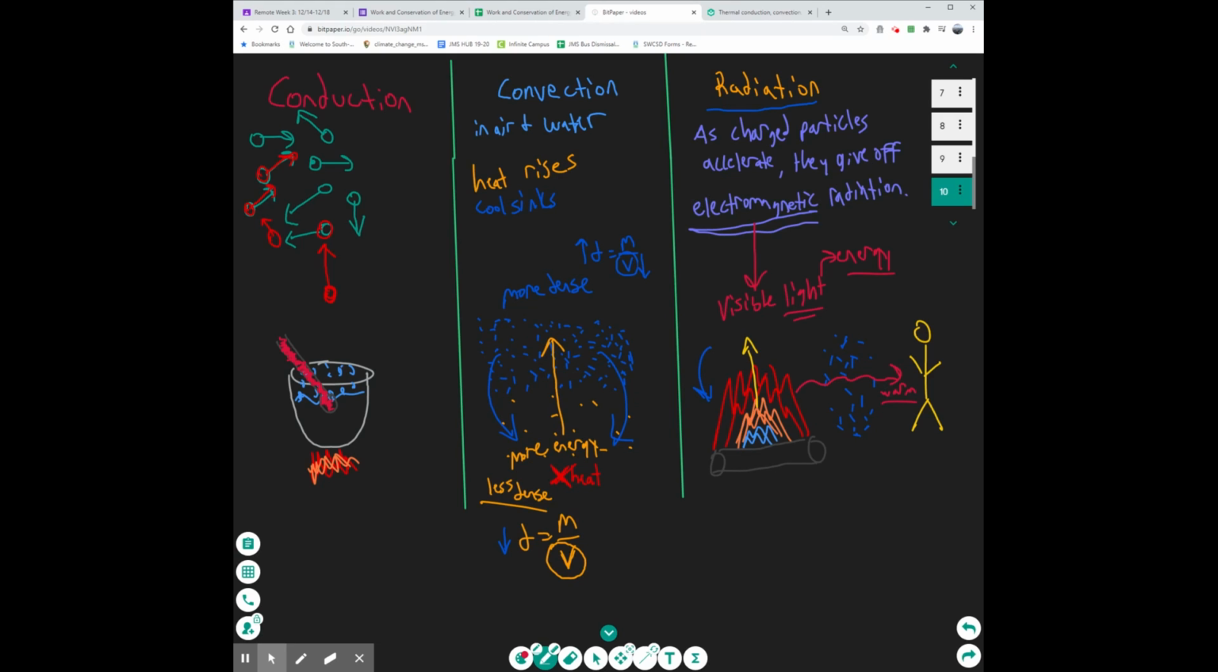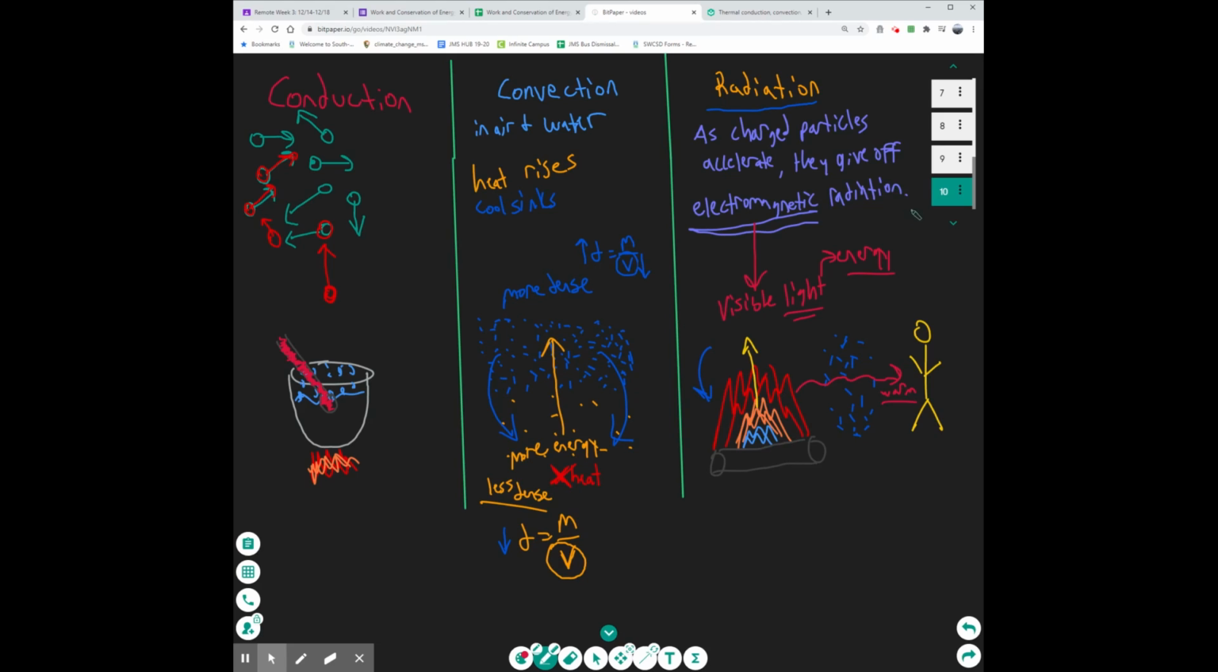So conduction is particles bumping into each other, right? Like your atoms bumping into each other and transferring energy through collision. Similarly, a charged particle is going to transfer energy by traveling through space and then colliding with you, right? Well, you're not going to feel the particles hitting you, but you might feel warmth, and that's because energy from the fire is being transferred through electromagnetic radiation to you.